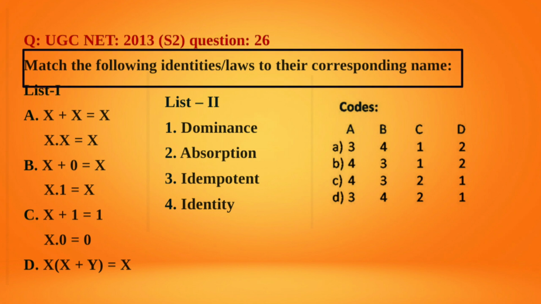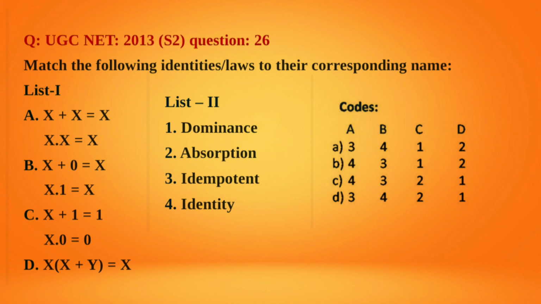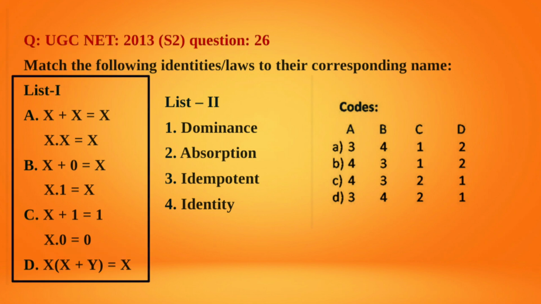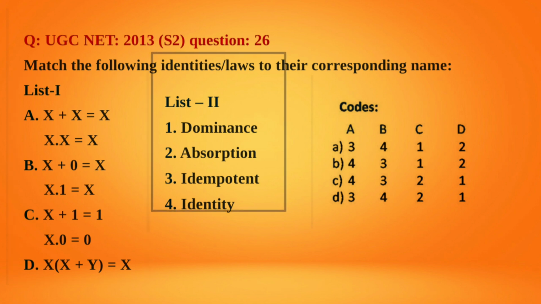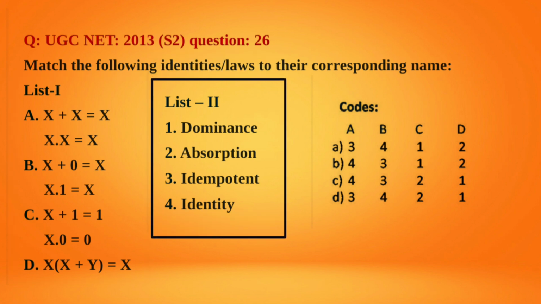Match the following identities or laws to their corresponding name. List 1. A. x or x equals x, x and x equals x. B. x or 0 equals x, x and 1 equals x. C. x or 1 equals 1, x and 0 equals 0. D. x and (x or y) equals x. List 2. 1. Dominance law, 2. absorption law, 3. idempotent law and 4. identity law.